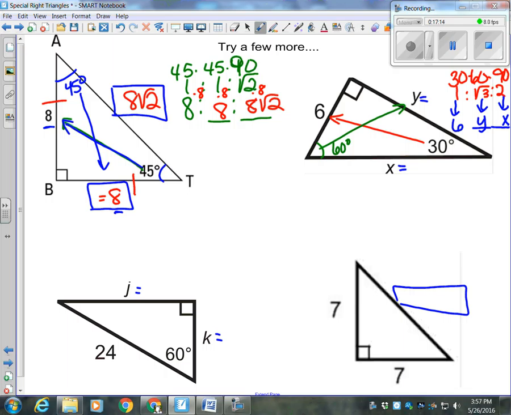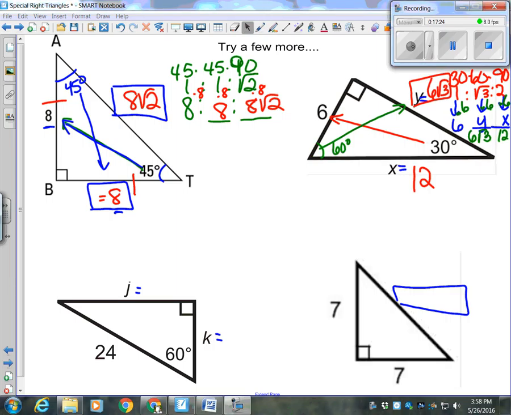Now, can you use your known ratios of 1 to square root of 3 to 2 to figure out what the multiplier would be and how to reason out what the values would be? How would I get x and how would I get y? Pause it. All right, did you get 6 square root of 3 and 12?